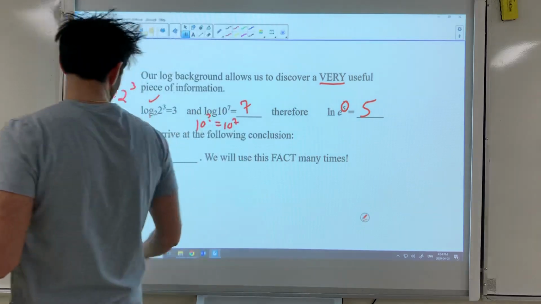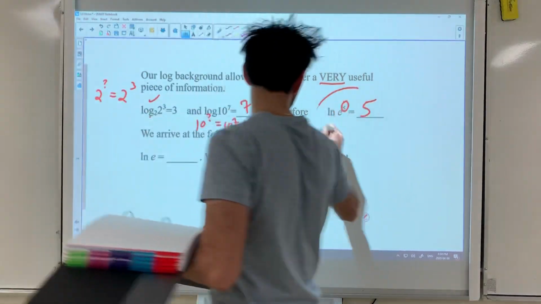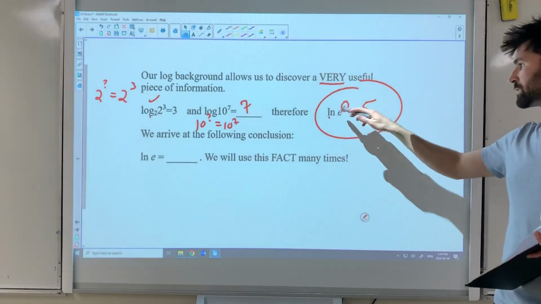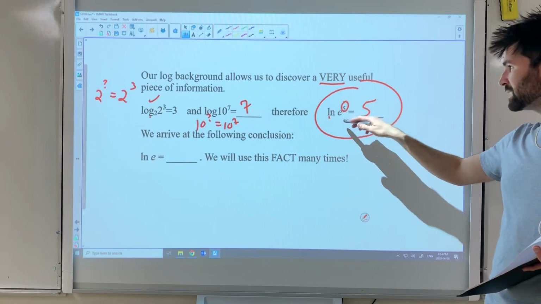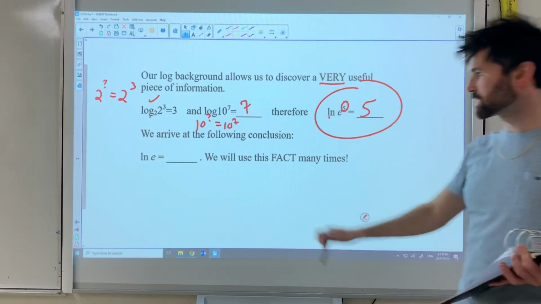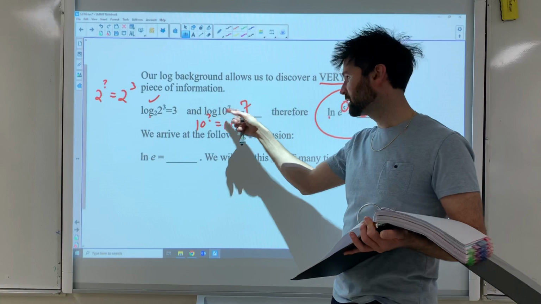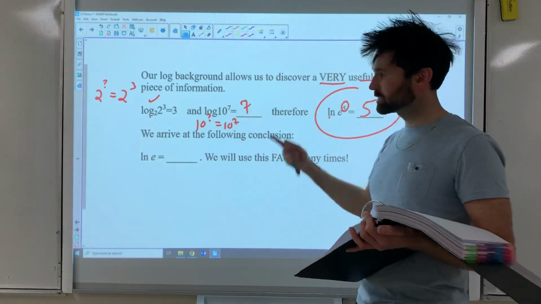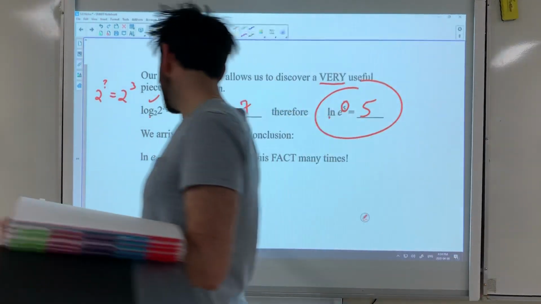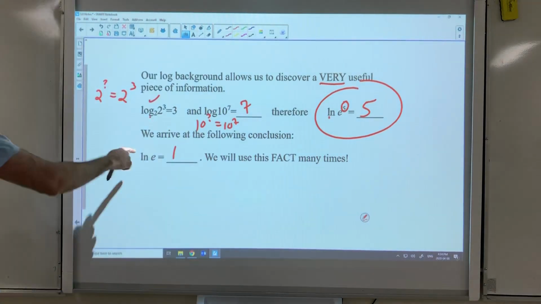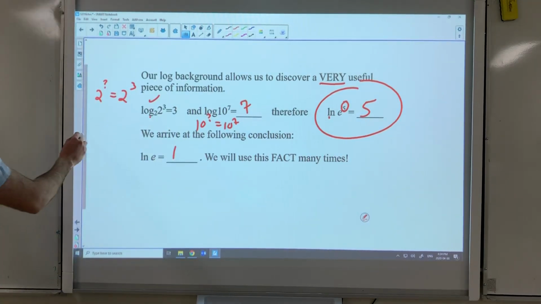There is another important conclusion. So this is important. If you have ln and the argument is e to some power, the answer is the power. Just like how when you have log base 10 and then 10 to the 7, the answer is 7. Over here, ln e is always going to be 1. You can type it in on your calculator if you like and check.